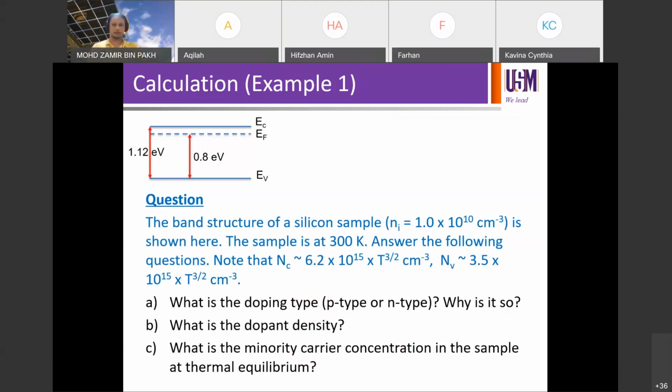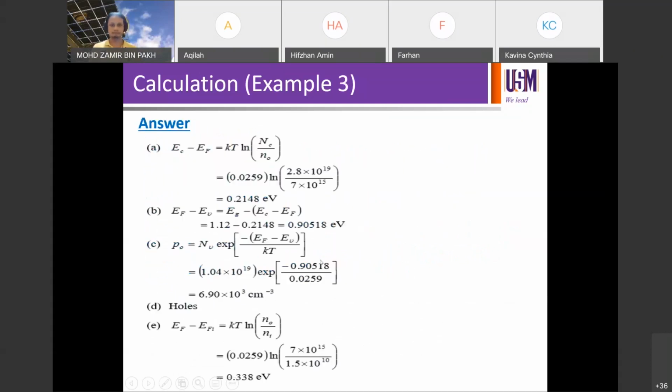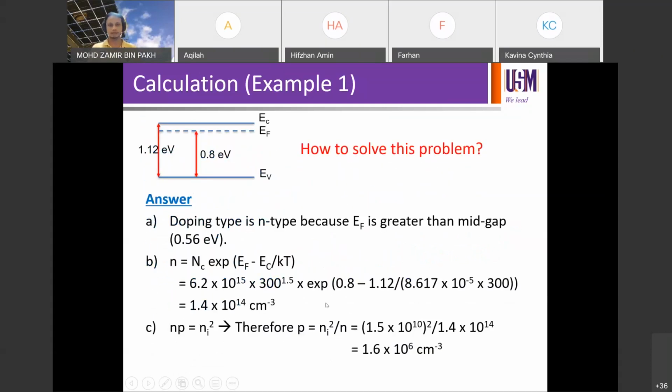Right, so let's get to question number 1, and I'll leave you with number 2 and number 3. Senang je ni kan? Have you tried? Have you seen the solution? How to solve this problem? All right, calculation. Let's go to number 1.